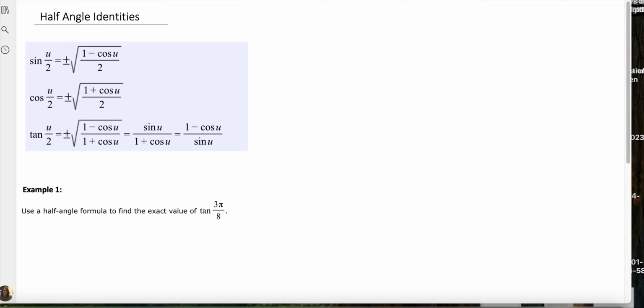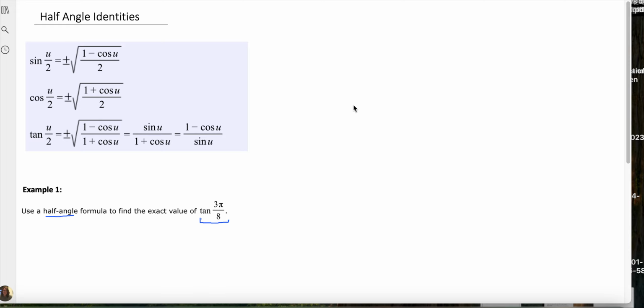Half-angle identities allow us to find exact values of trig functions of angles like in example 1, right? We have tangent of 3 pi over 8. So 3 pi over 8 isn't one of those angles for which we can find an exact value. So the directions will say something like use a half angle formula to find the exact value of a trig function of a certain angle.